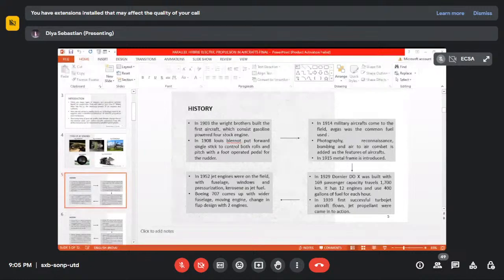Then, mainly there are two types of aircraft fuels. They are jet fuels and aviation gas. Jet fuels, as I've told you in the history part, jet fuel is a mixture of hydrocarbons based on unleaded kerosene or a naphtha kerosene blend. The most used fuels are Jet A and Jet A1.